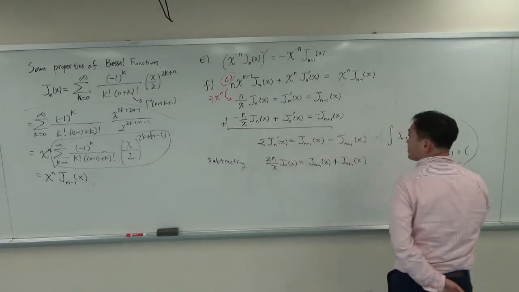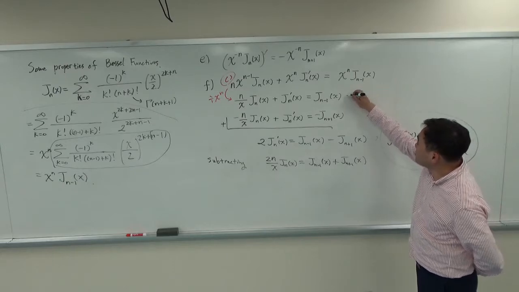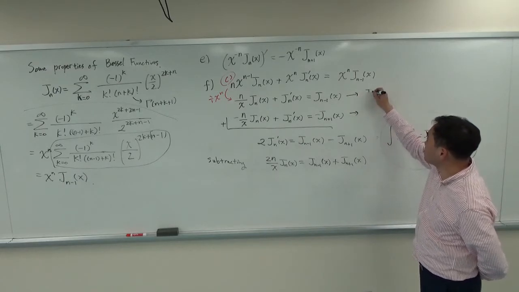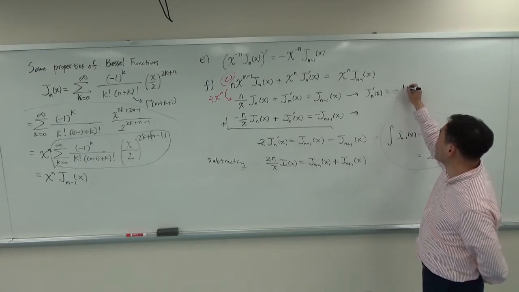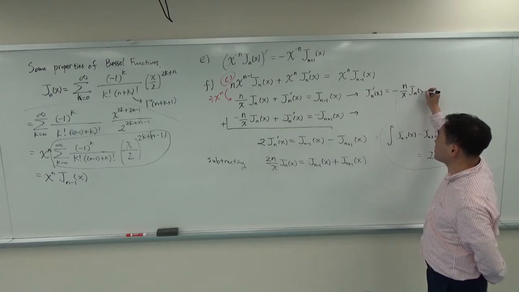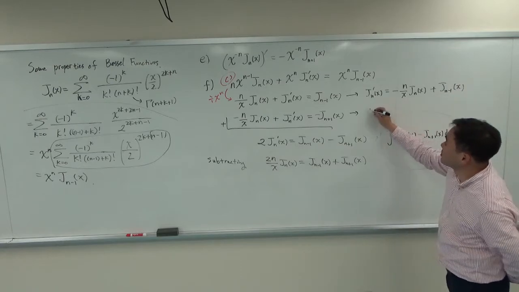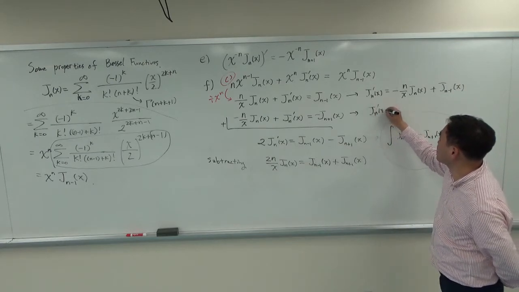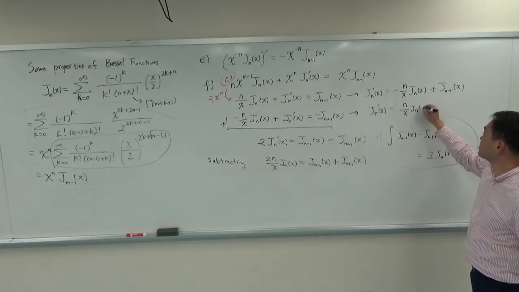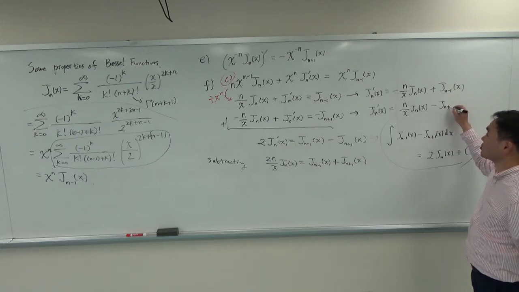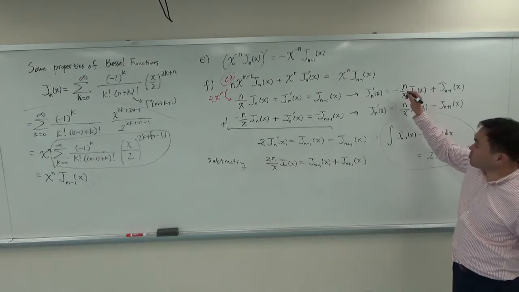So actually we have 4 different things here. Even these can be solved for J_n prime, and you get J_n prime of x equal to negative n over x J_n(x) plus J_{n-1}(x). And then this one can be written as J_n prime of x is equal to positive n over x J_n(x) minus J_{n+1}(x). So you have 4 equations, 1, 2, 3, 4.